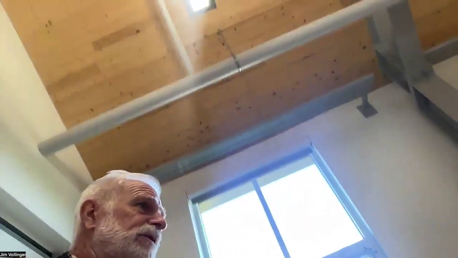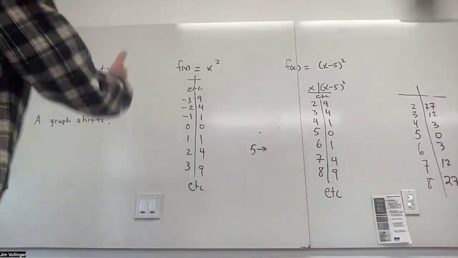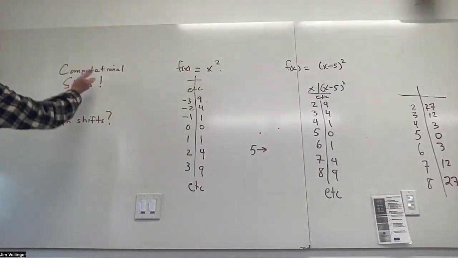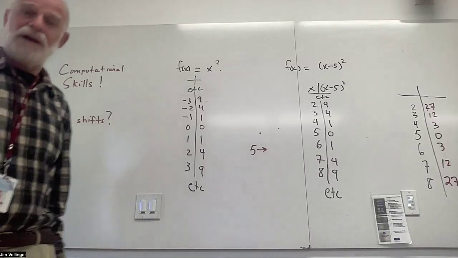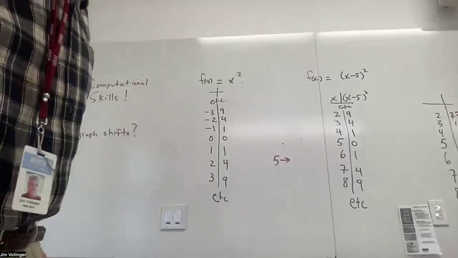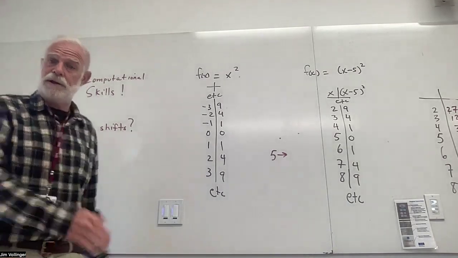All right, so here's the case against transformations. What I've noticed over my career is that students who have strong computational skills improve more quickly than students who have weaker computational skills. So I think we should be stressing improving everyone's computational skills. And how do we do that? We talk about the graph shifts 5 to the left.